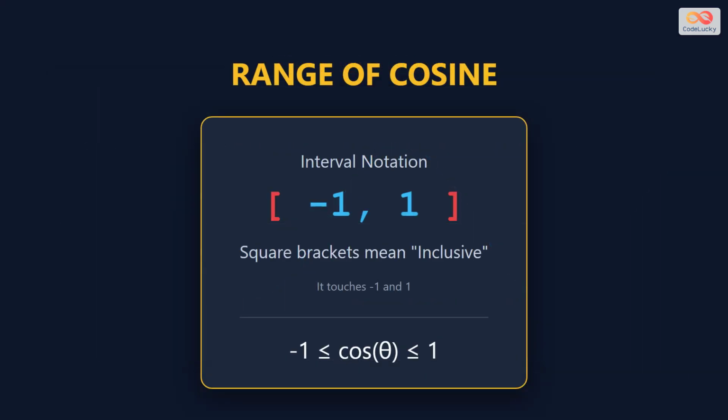Mathematically, we write the range as the interval from negative 1 to 1. We use square brackets here to indicate that it includes negative 1 and 1 exactly.